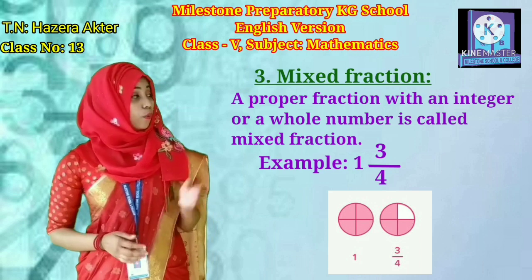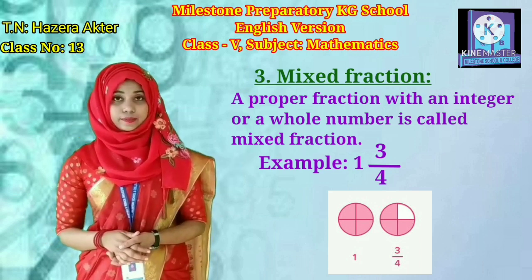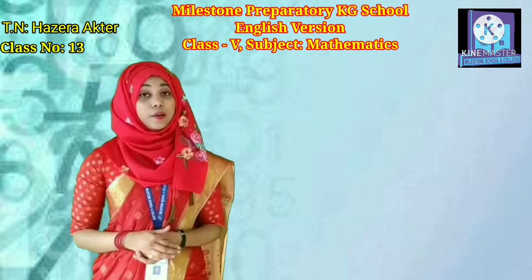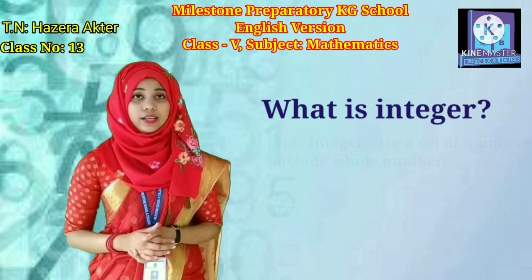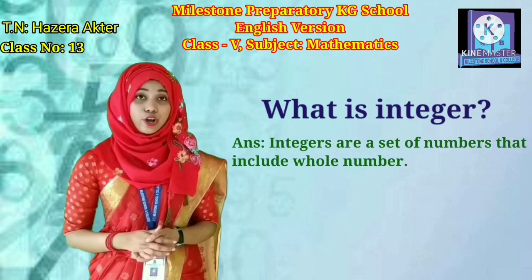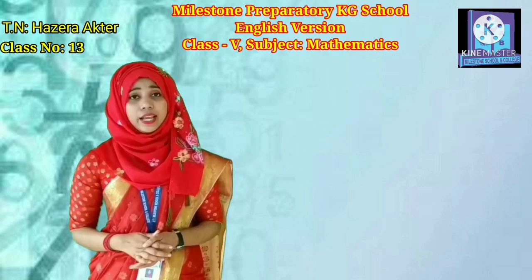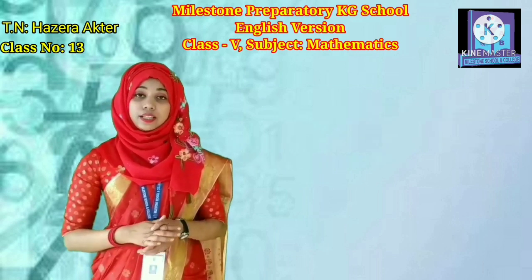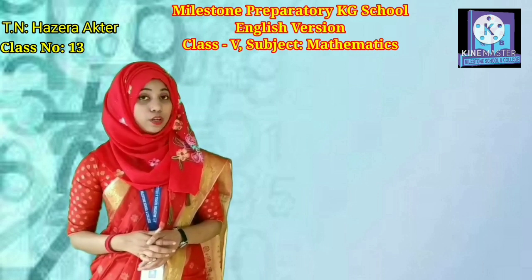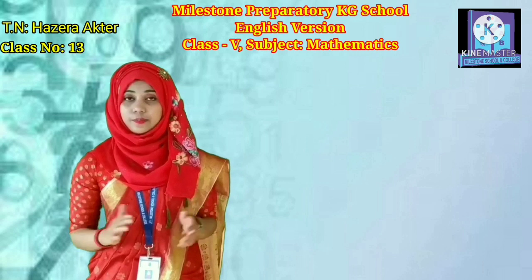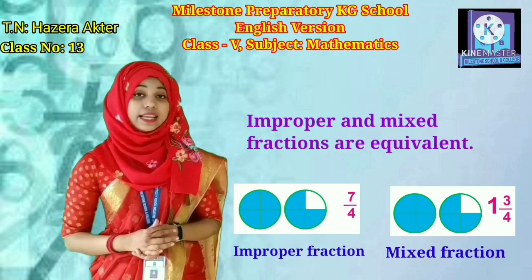I can say 1 whole 3 by 4 part colored of these two circles. My dear, do you know what is integer? Integers are a set of numbers that include whole numbers. There is a relation between improper fraction and mixed fraction. Do you know what is the relation? Improper fraction and mixed fraction are equivalent.